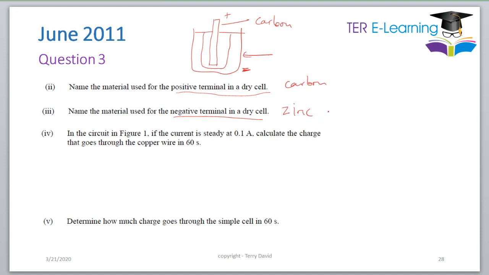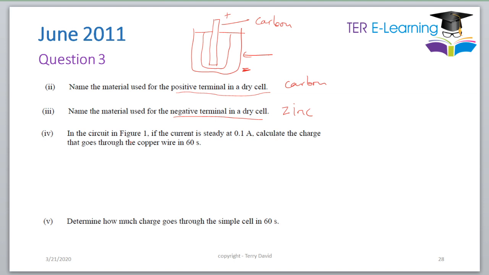So please make sure you all know how to draw a diagram of a dry cell and to be able to label it. So you have the carbon rod, you have the zinc casing, then you have ammonium chloride paste as your electrolyte.